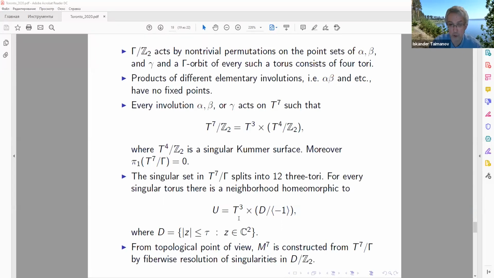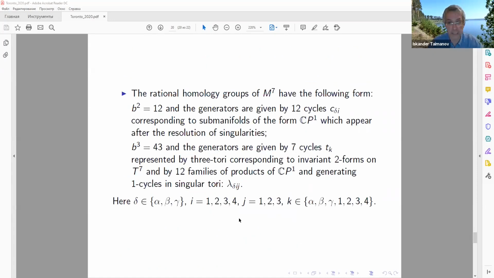That's all. And now we consider only generators over Q. The rational homology groups of M7 have the following form. b2 is equal to 12, and the generators are given by 12 cycles C delta i corresponding to submanifolds of the form CP1, which appear after resolution of singularities at the fiber of one of these 12 fixed tori.